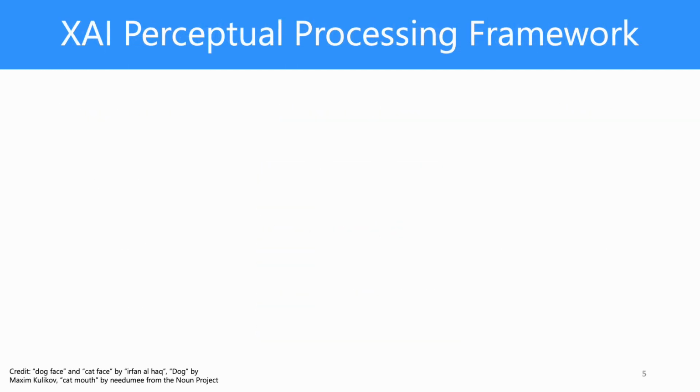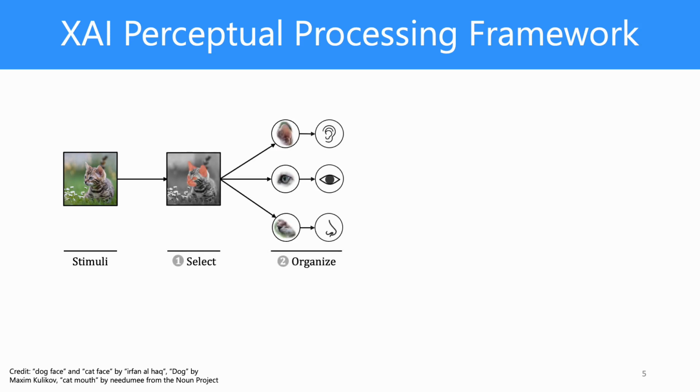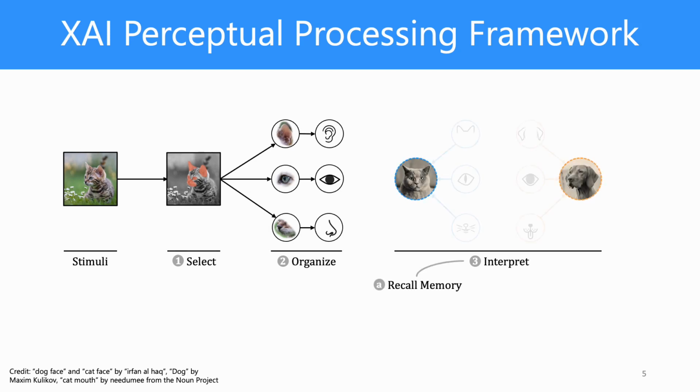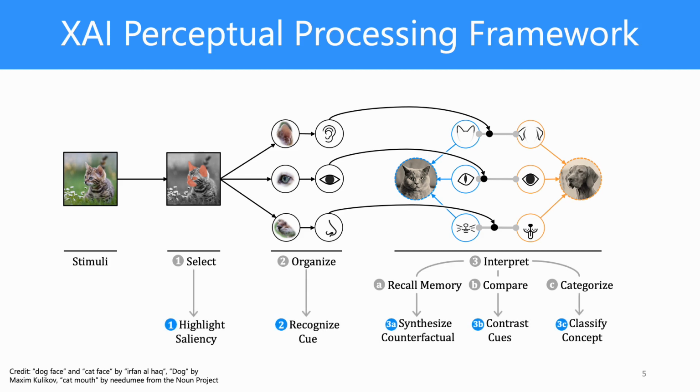Inspired by the human perceptual process from cognitive psychology, where, given the stimuli, we select salient parts, organize them into cues and interpret them by recalling relevant concepts and associated cues, comparing their similarity to the stimuli and categorizing to a concept, we propose the XAI Perceptual Processing framework with corresponding capabilities. Next, let's see how the perceptual process can guide us towards more useful explanations.